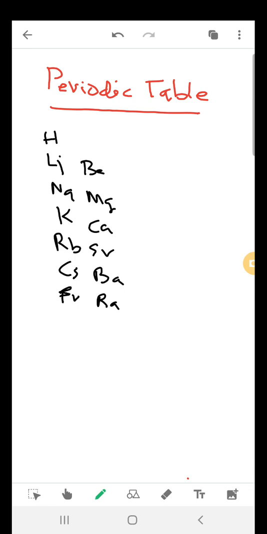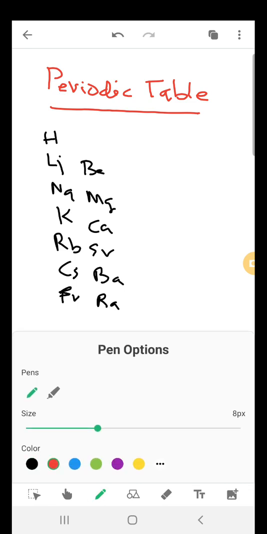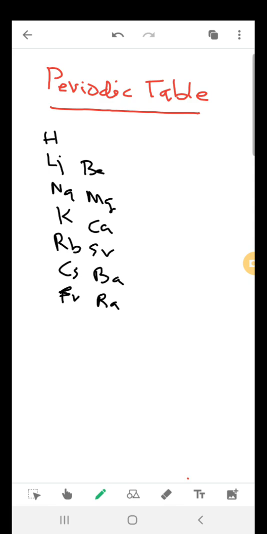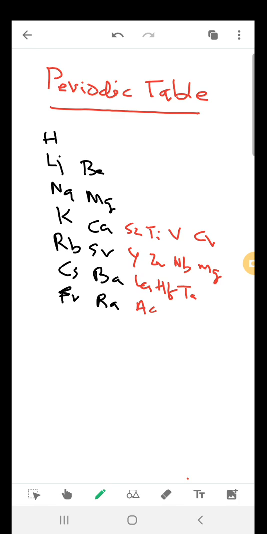And then the transition metals will start, like yttrium, lanthanum, and actinium. Then we have titanium, zirconium, hafnium. Then we have vanadium, niobium, tantalum. Then we have chromium, molybdenum, and tungsten.